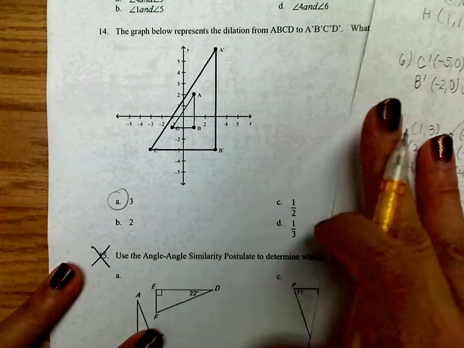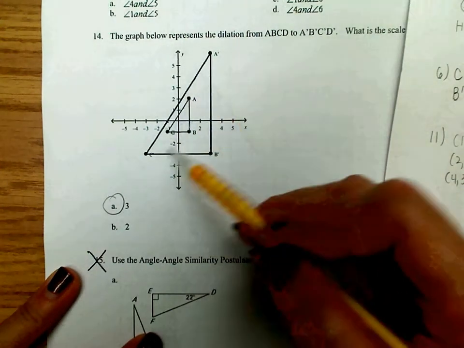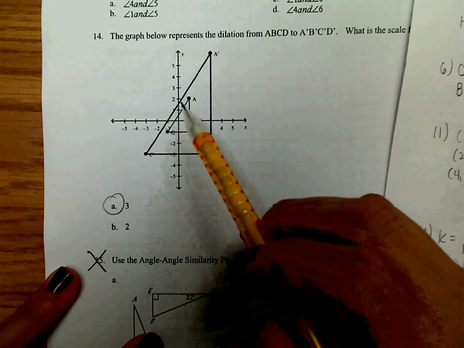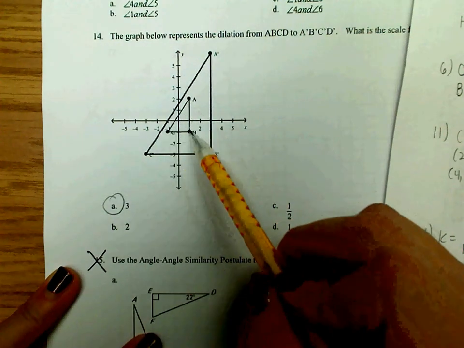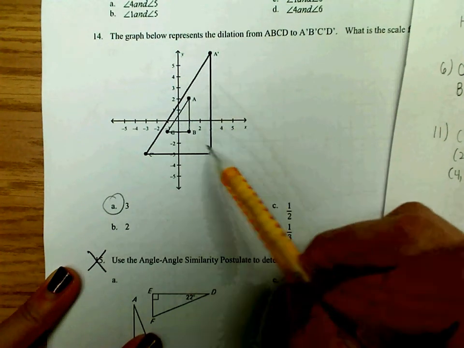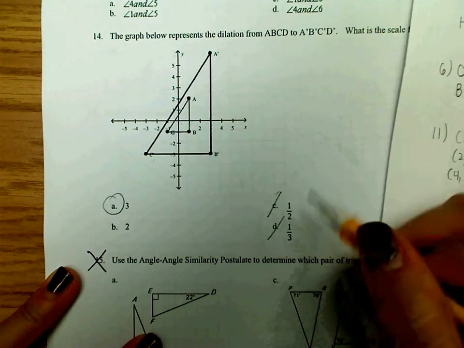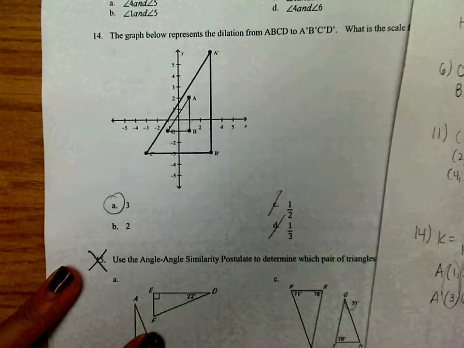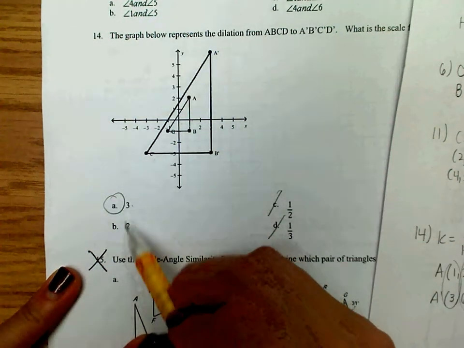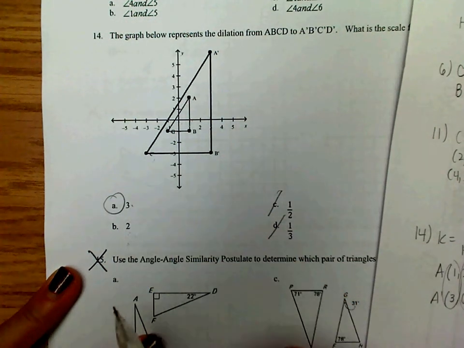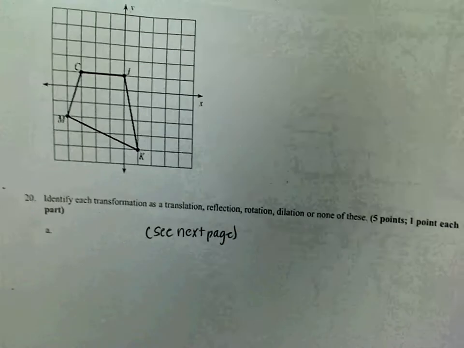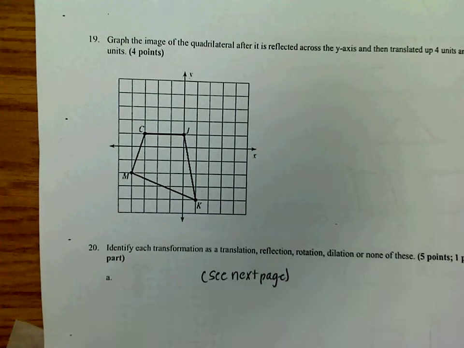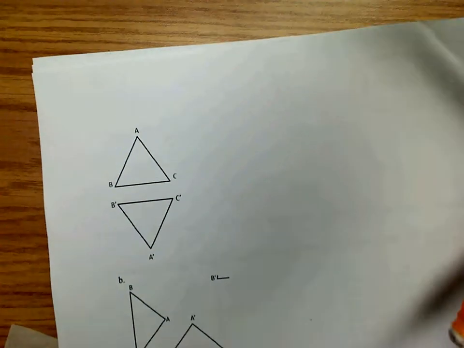Now, can you guys tell whether this was a reduction or an enlargement? It was an enlargement because the pre-image is smaller and then the image with the primes is bigger. So it can't be these because these are between 0 and 1, whereas it has to be one of these two because it was greater than 1. Okay. And then, since we did 19 in class, I'm going to go to number 20.